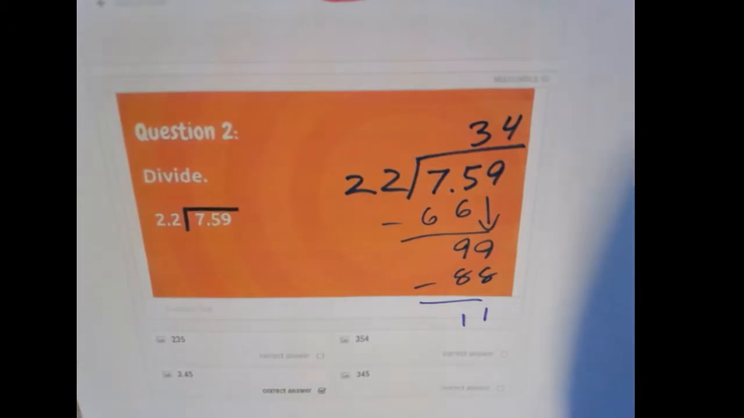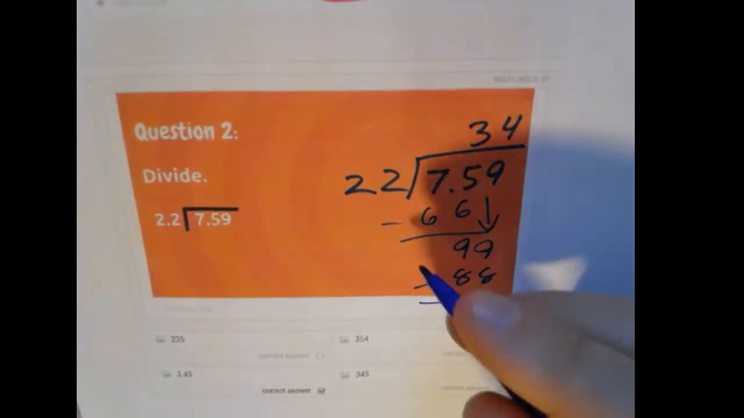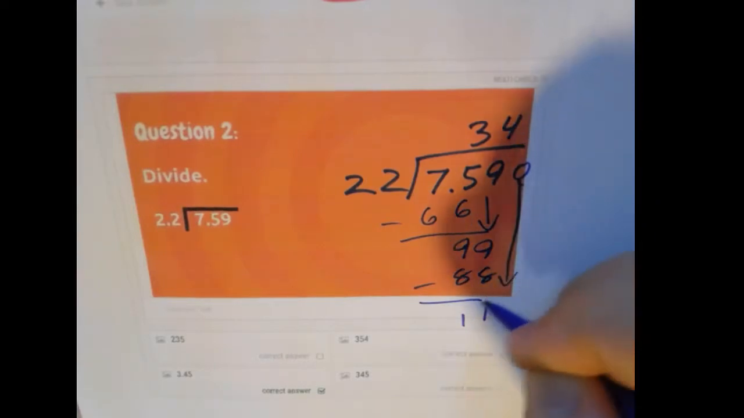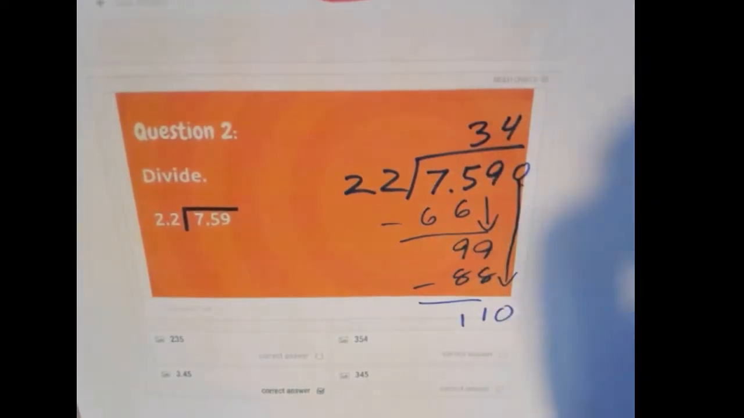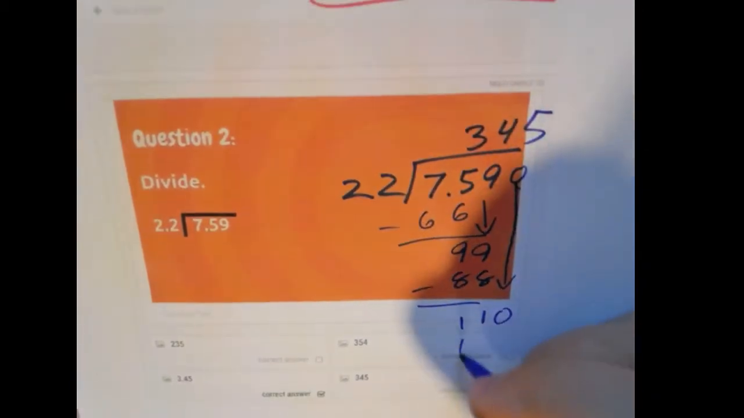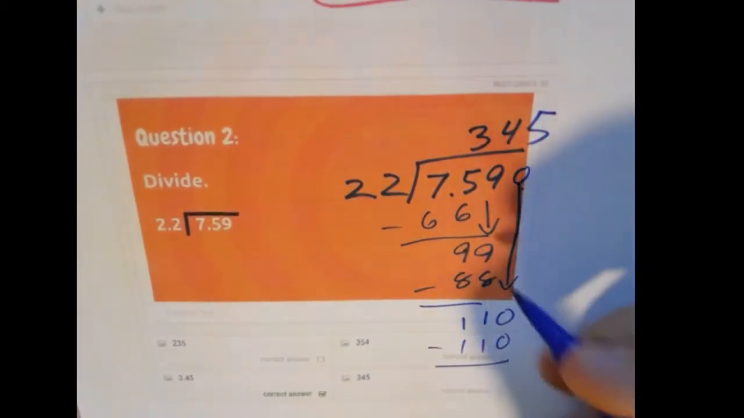Okay, so 22 does not fit into 2, so let's add another 0 to the end over here as a helper. How many times does 22 fit into 110? And that would be exactly 5 times. 5 times 22 is, I'm sorry, 110. I think I said 111 a minute ago. 110.